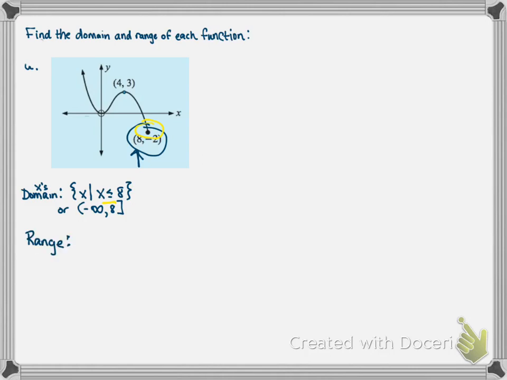Let's look at the range. So remember, the range is the y's. So it goes up again to +infinity, and it goes down again to our point 8, -2, so our smallest y value is -2. So here we could write that the range is the set of all y's such that y is greater than or equal to -2, or in interval notation goes from -2 to +infinity.